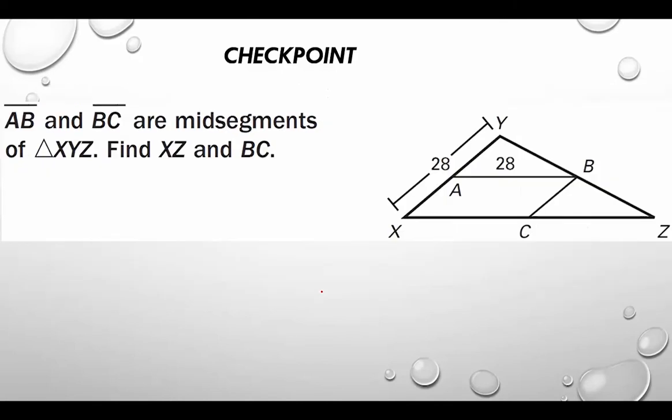Checkpoint number 2, line segments AB and BC are midsegments of triangle XYZ. Find XZ and BC. Don't forget to put your answers on the Google document.